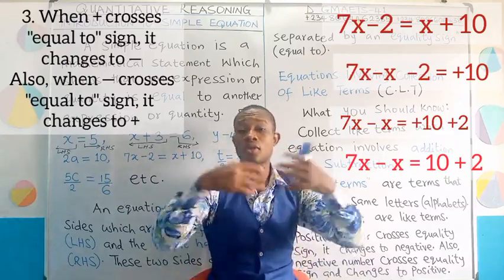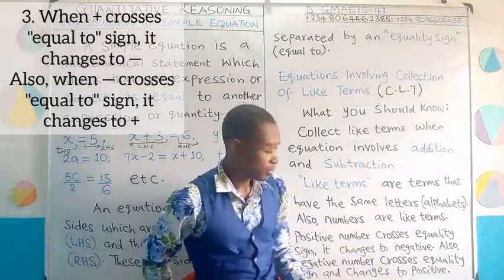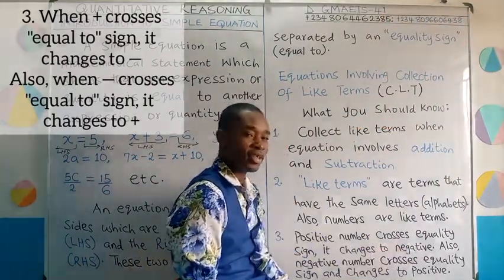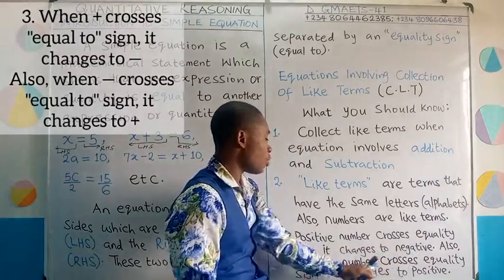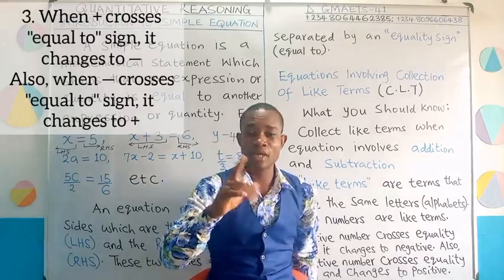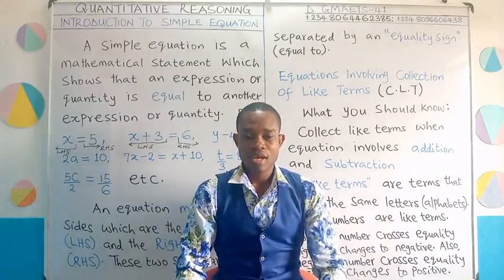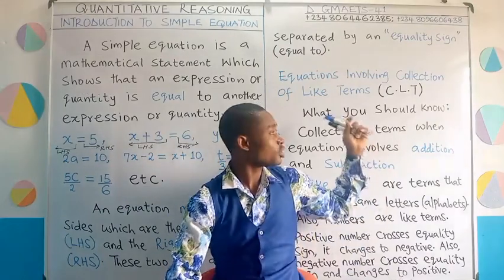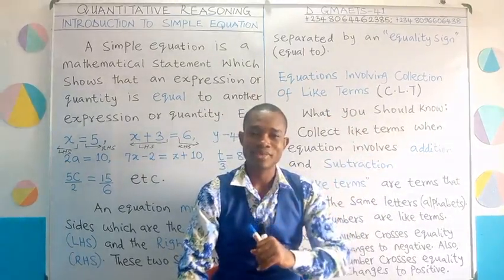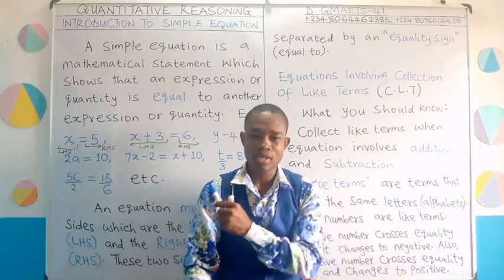All that is left is for you to now solve and get the value of x. So that is what this point 3 is explaining. Is that okay? Once again, positive number crosses equality sign, it changes to negative. Then negative number crosses equality sign and changes to what? Positive. Remember, negative means minus, positive means plus. These are the things you need to know when dealing with equations involving collection of like terms. We shall pick questions now on quantitative reasoning and see how we can solve it using this knowledge.